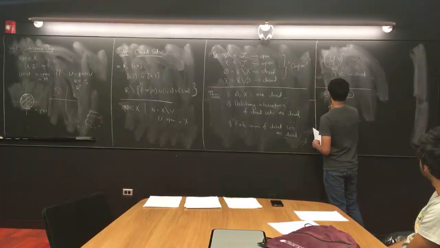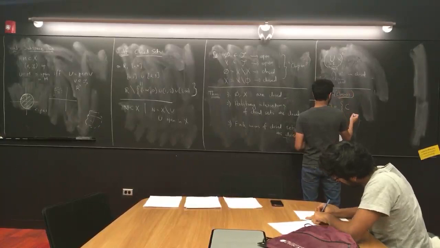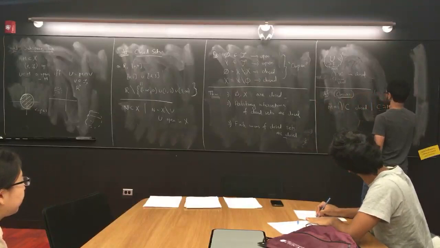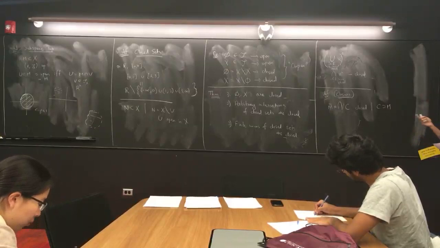So the closure of a set M is defined as the intersection of closed sets C such that C contains M. Alternately, it's the smallest closed set that covers M. Any questions?